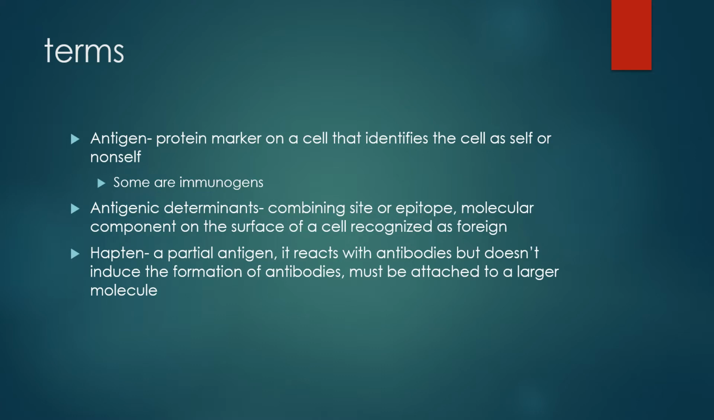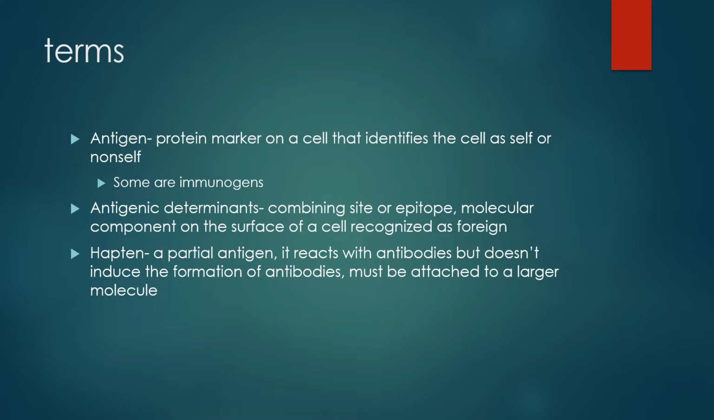Then we have antigenic determinants. These are structures or molecular components on the membrane of a cell that are recognized as foreign. Antigenic determinants are also known as combining sites or epitopes. Okay? The immune system recognizes these as foreign.